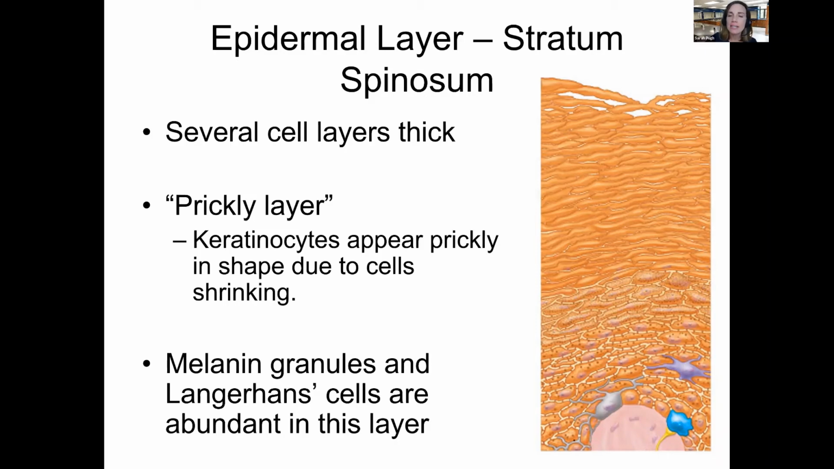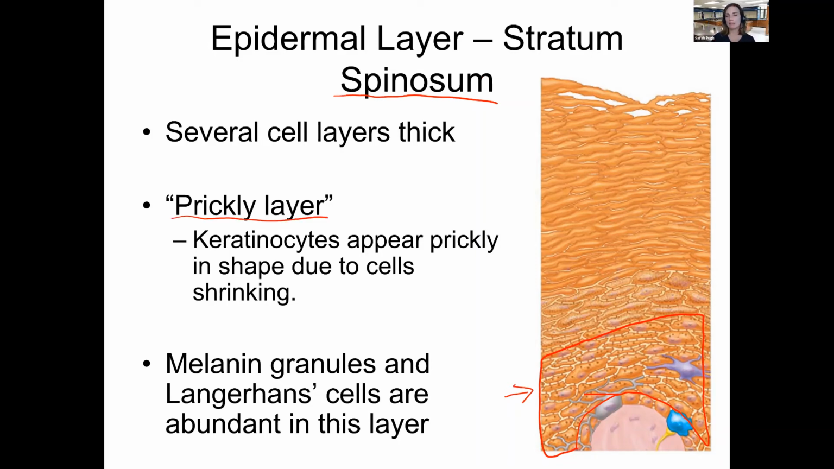Now the next layer up, I'll circle that one, is this layer right in here. And this is called the stratum spinosum. So this one is a little bit thicker, okay? It's several cell layers thick. And I always remember spinosum and I think spiny. Sometimes we call this the prickly layer.